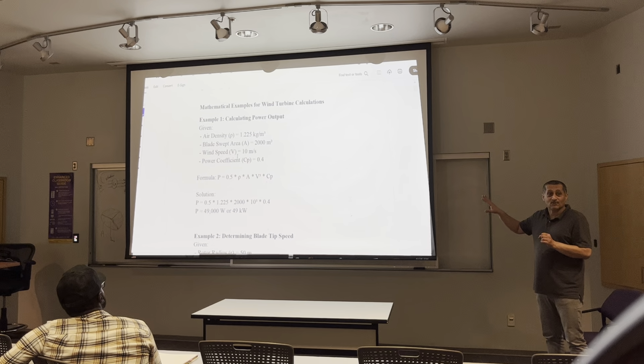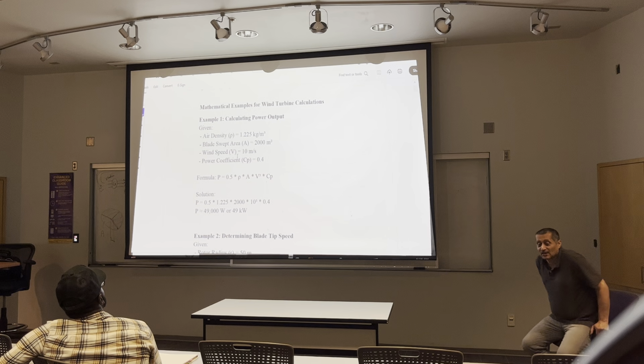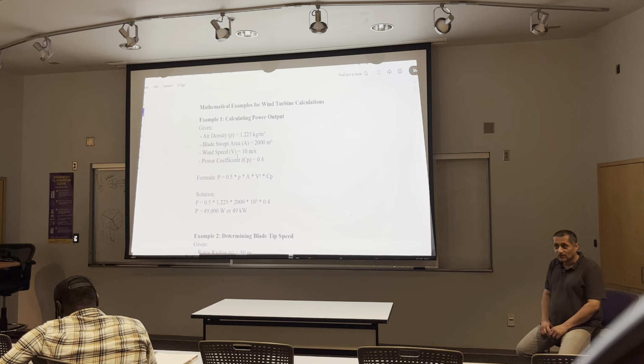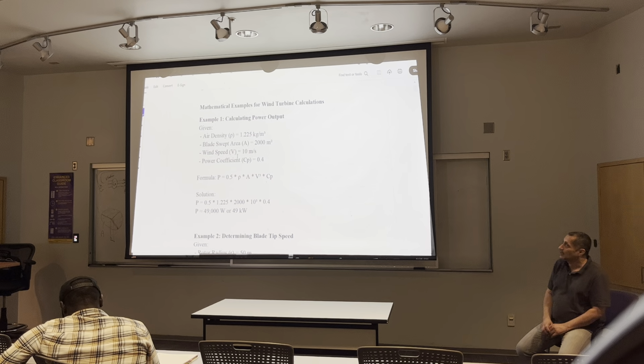Or the wind turbine generator. We will use fast decoupled load flow to calculate power flow in the transmission line. But not today, next week. Today we will calculate just the wind power turbine calculations and design.